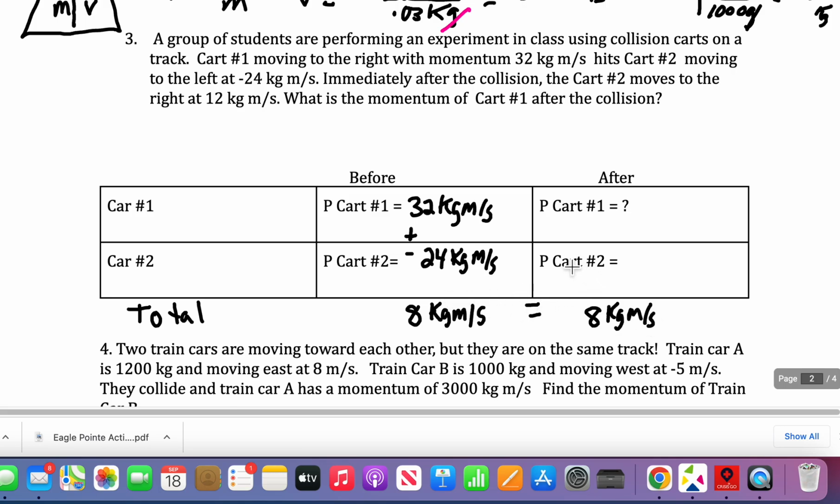All right, now it's going to hit cart 2, moving at the left. So after the collision, cart 2 moves to the right. So to the right is a positive number, remember? 12 kilograms meters per second. So what does cart 1 have to be? Okay, so what number plus 12 equals 8? And the answer to that is negative 4 kilograms meters per second. So you can try this. If you have a calculator, you could add those, and that's going to equal a positive 8 kilograms meters per second. Just remember that the momentum before has to equal the momentum afterwards. All right? So the cart 1 is negative 4.